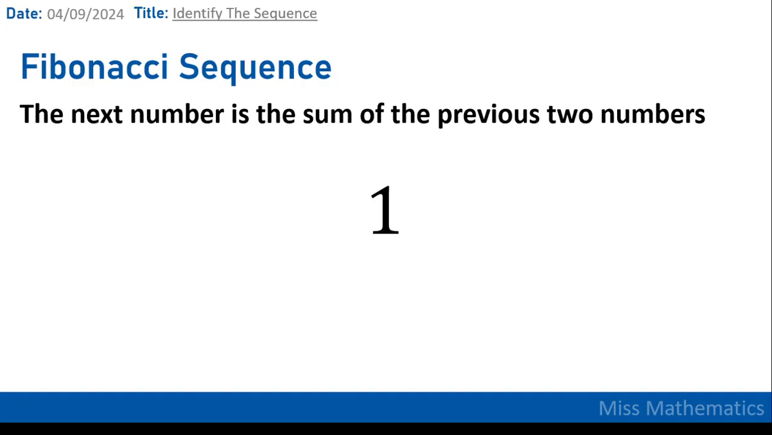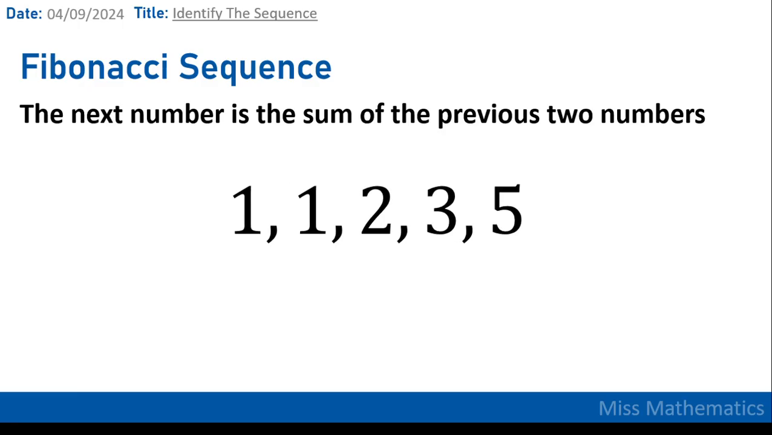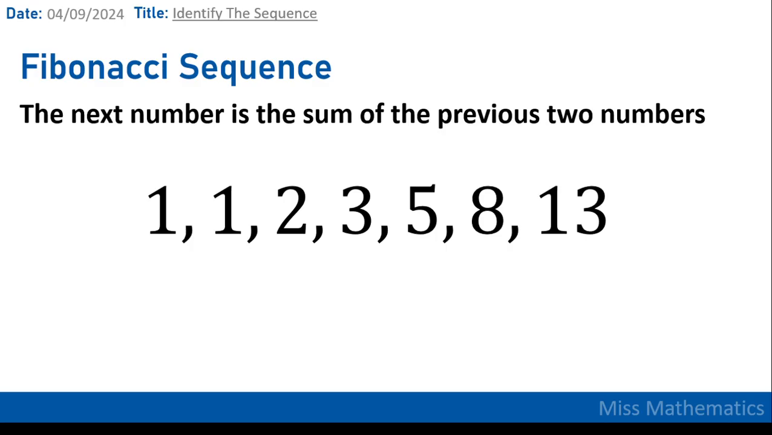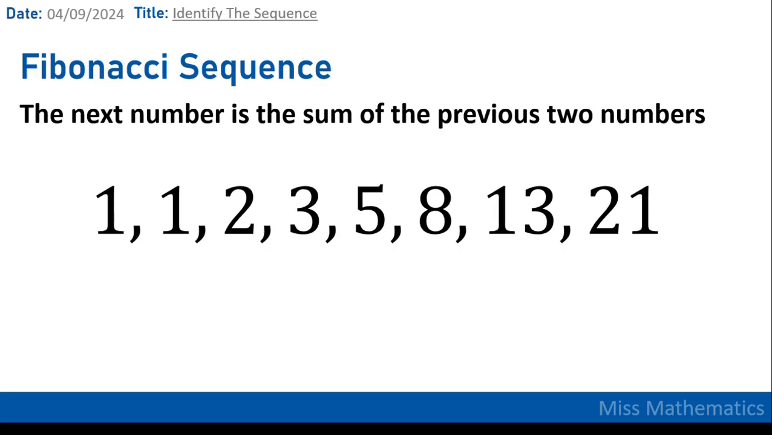Another sequence is the Fibonacci sequence. The Fibonacci sequence is where the next term is the sum of the previous two terms in the sequence. So if we have 1, there's no other term, so we do 1 plus 0 is 1. And then the previous two terms for the next term would be 1 plus 1, 2. So then you do 2 plus 1, which are the previous two terms, to get the next term, 3. Then 2 plus 3 is 5, 3 plus 5 is 8, 5 plus 8 is 13, 8 plus 13 is 21, and so on.